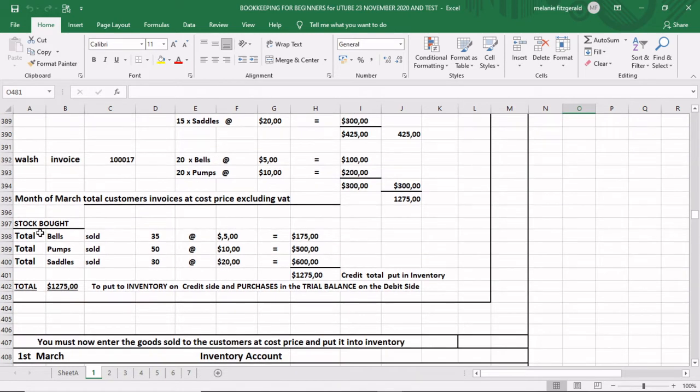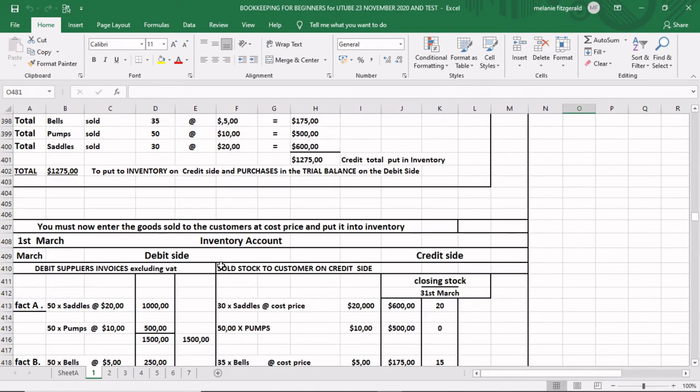So the month of March, the total customers' invoices at cost price, excluding VAT. Stock bought. Bells, we sold 35 bells at $5 each. Pumps, we sold 50 pumps at $10 each. Saddles, we sold 30 saddles at $20 each. We added that all up, it came to $1,275, and there you see it matches. All right, so we put this amount to the inventory on the credit side and the purchases in the trial balance on the debit side. So that's exactly what we're going to do now. We're going to put this in the inventory on the credit side. So there we go.